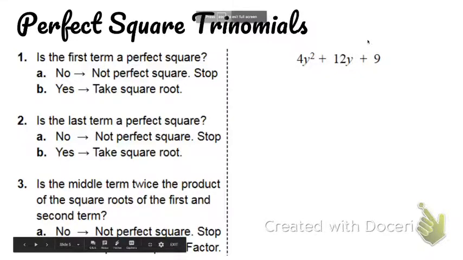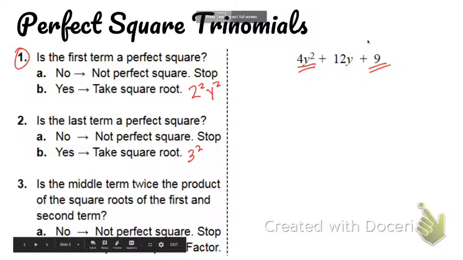So here we're going to factor perfect square trinomials, and there are some steps you want to go through in your mind. If you notice, the first term is a perfect square. This is 2 being squared, and also y is being squared. So 2 and y are both squared in the first term. Is the last term a perfect square? Yes, it is. That's the same as 3 squared.